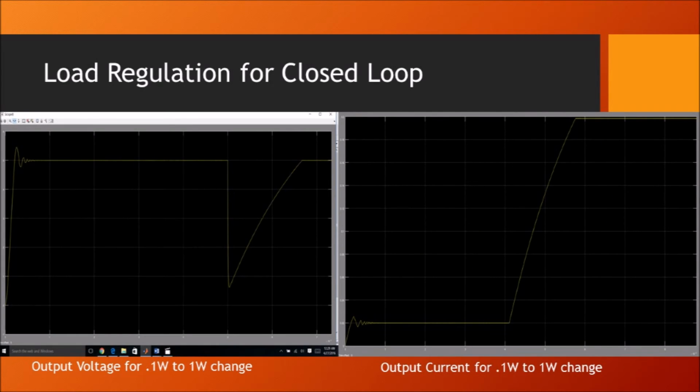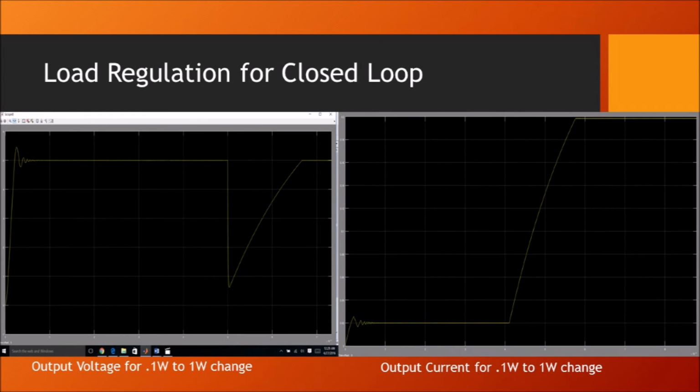The load regulation for closed loop is similar to that seen in the open loop configuration. However, the curve at 5 milliseconds where the load change occurs is much straighter than in the previous open loop configuration. The same can be said for the output current.